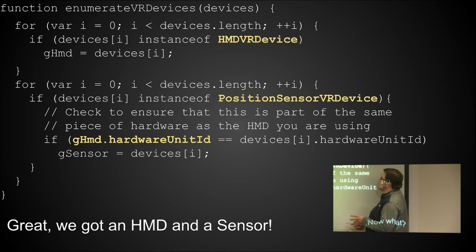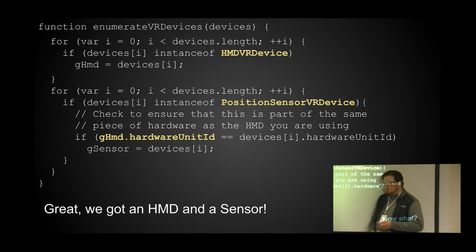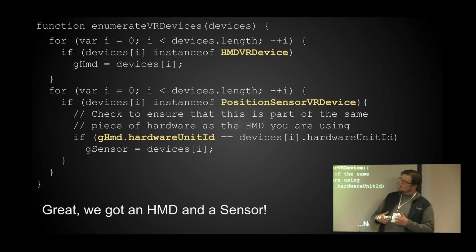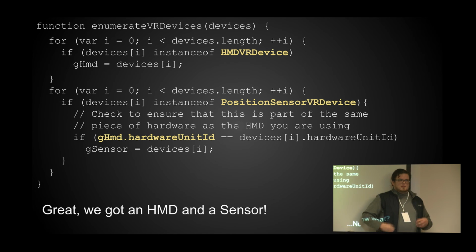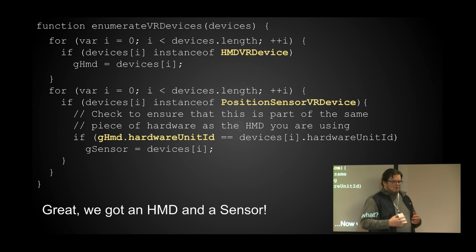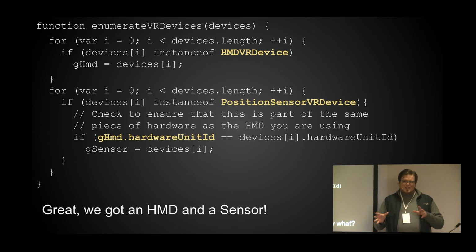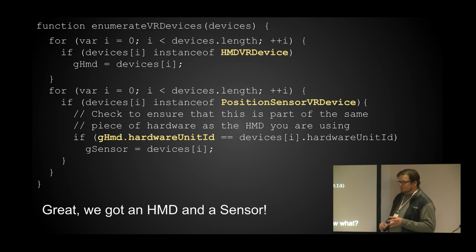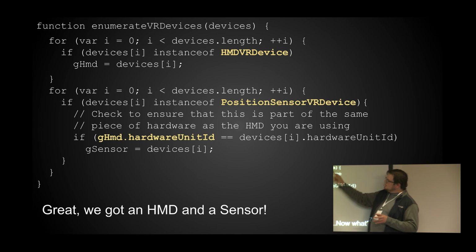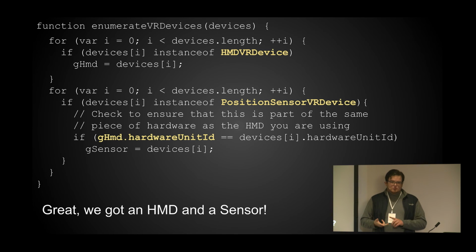So in this case, we have an HMDVRDevice, which is all about the optics of the system, the field of view, the IPD, everything that you need to know to create a correct image for the hardware that you're looking at. We also have the PositionSensorVRDevice, which, as you might imagine, gives us information about the position, orientation, acceleration, all that good stuff.